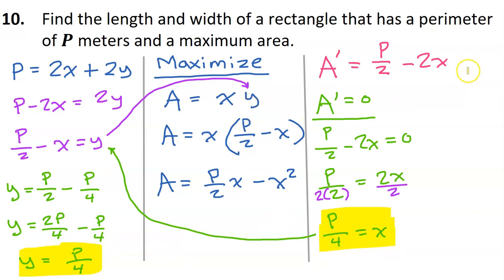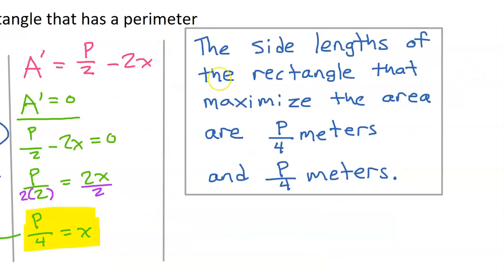Let's write this up as a sentence. The side lengths of the rectangle that maximize the area are p over 4 meters and p over 4 meters. Don't forget your units.